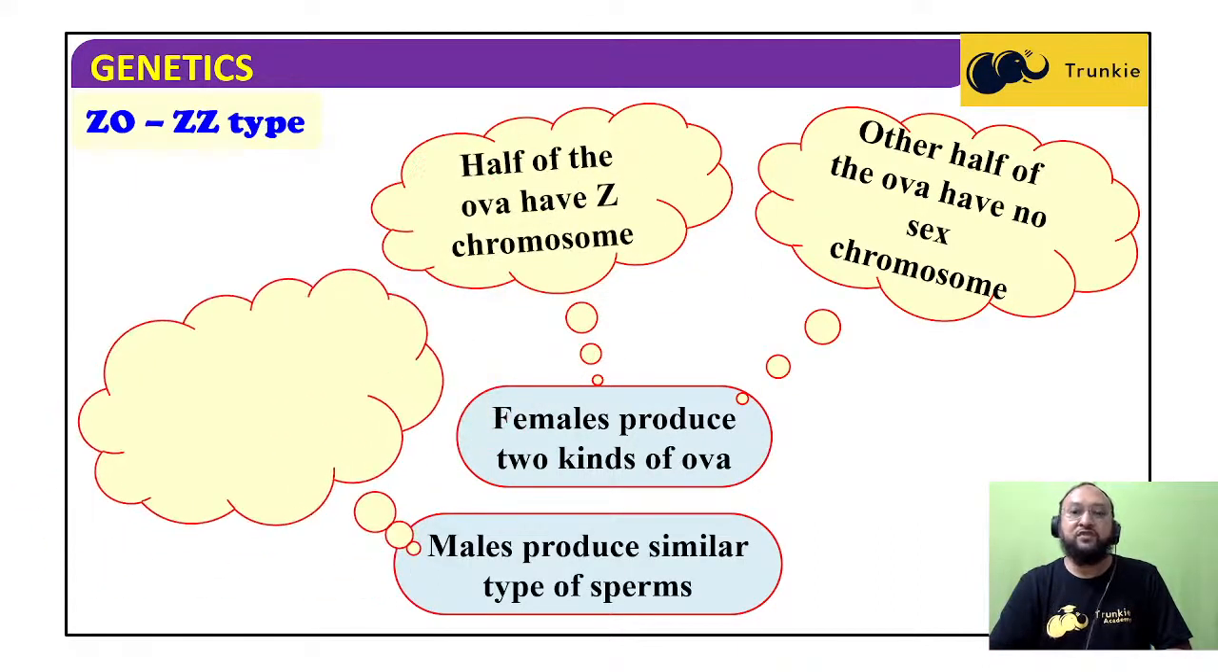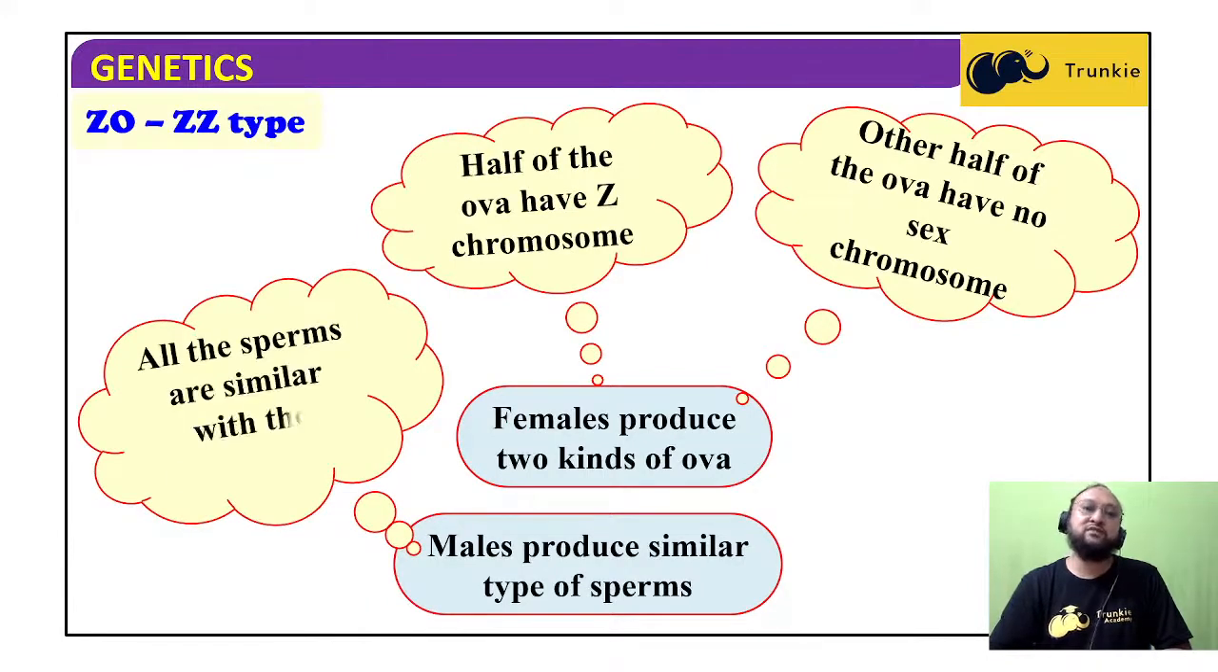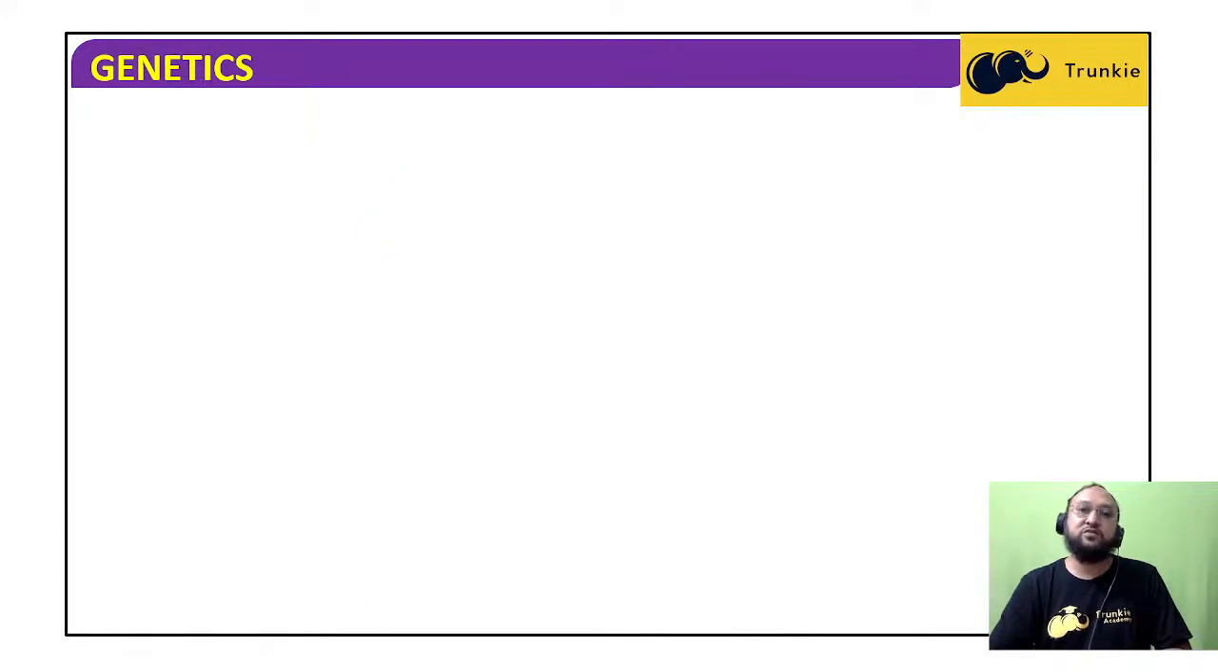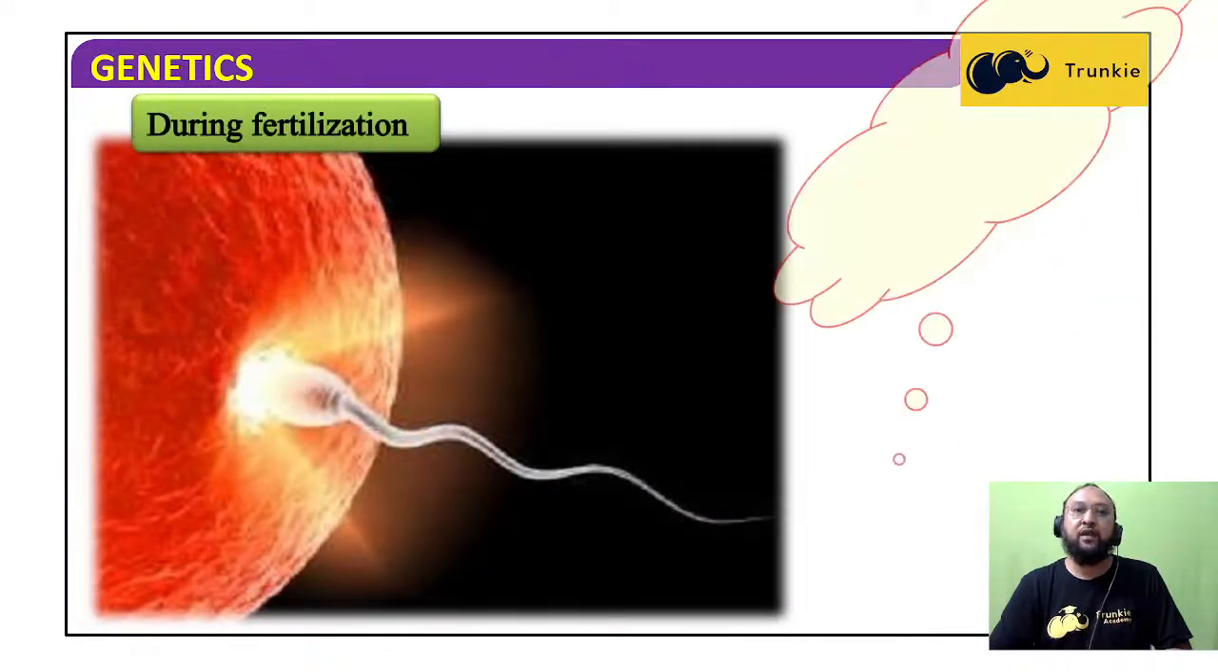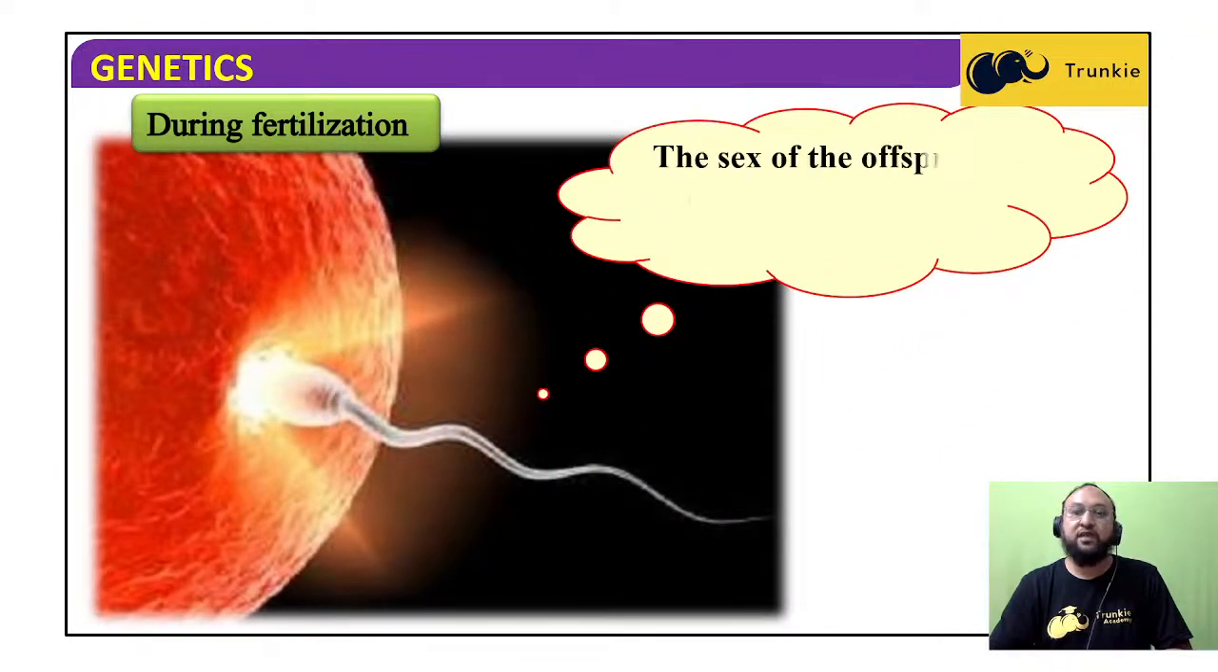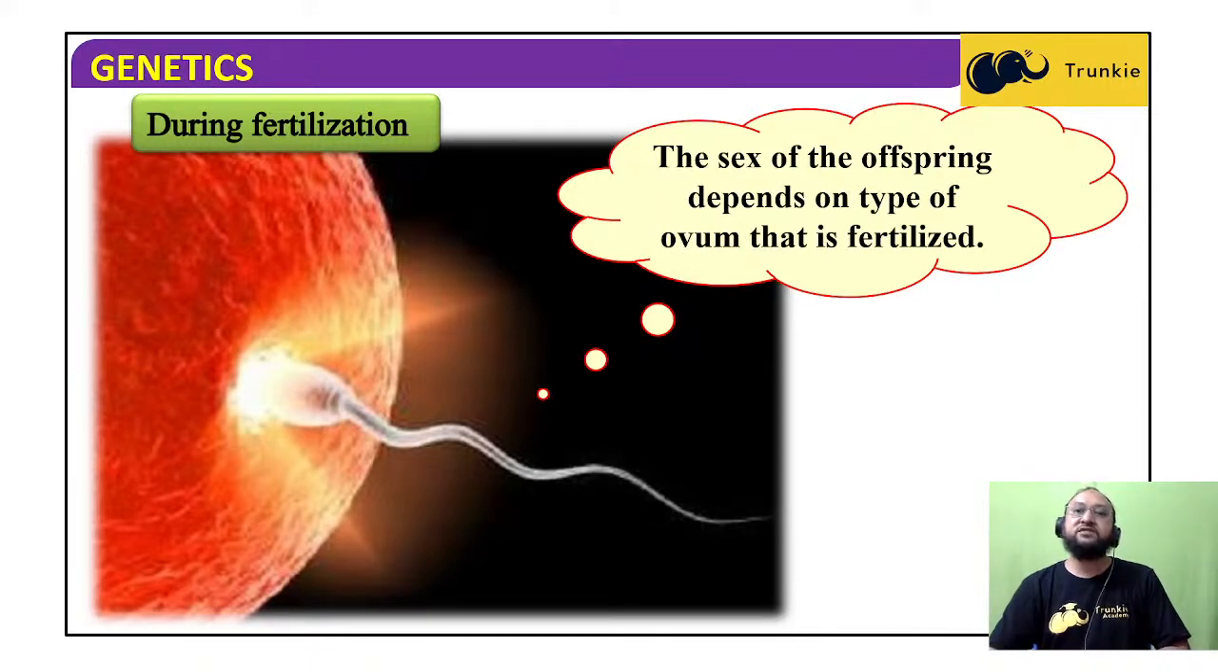The male produces similar types of sperms, and all the sperms will have the Z chromosome, the allosome Z chromosome. During fertilization, the sex of the offspring depends on the type of ovum that is fertilized. In the case of human beings, which type of sperm is going to fertilize? Here, which type of ovum is going to be fertilized? Whether it will be Z0 or ZZ, AZ or AZ0.